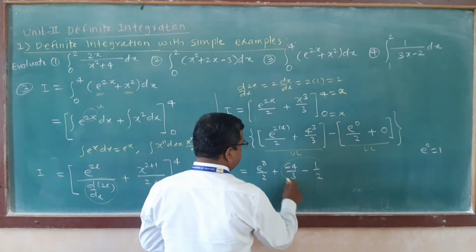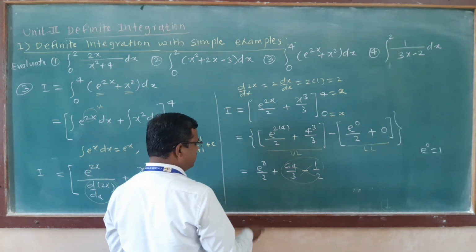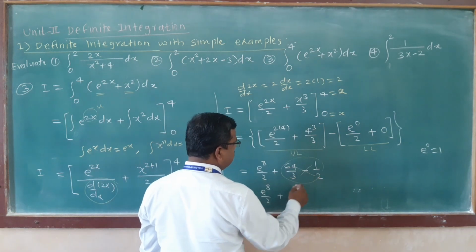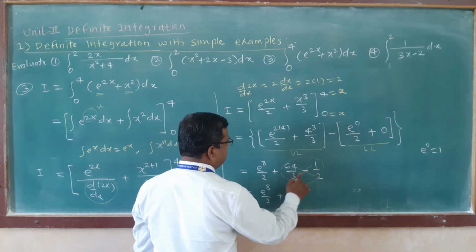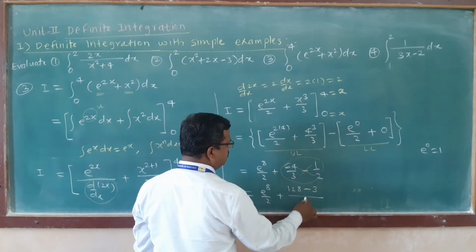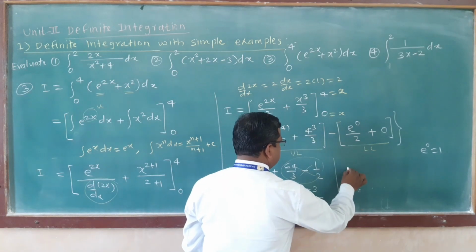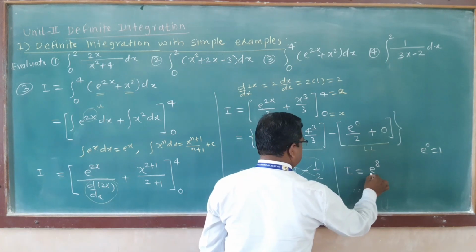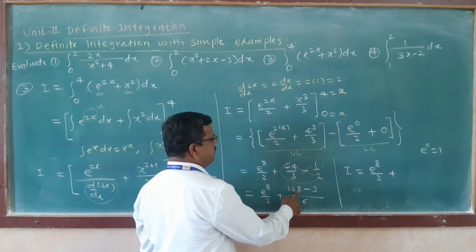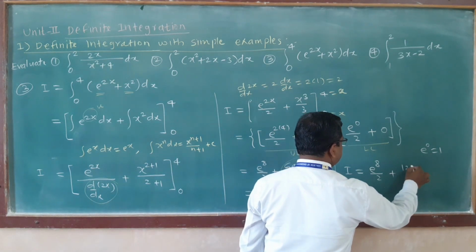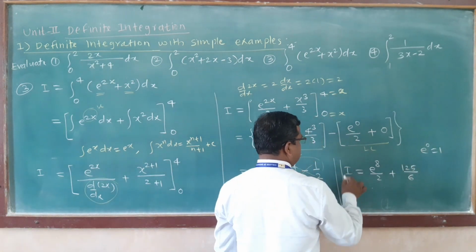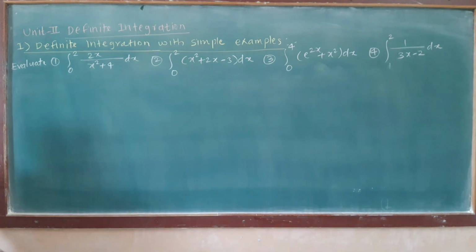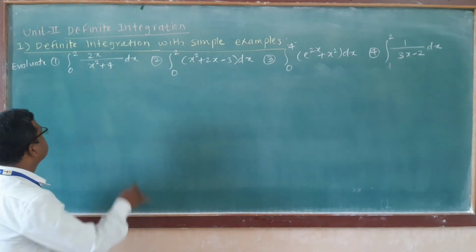Now take subtraction by cross multiplication which is equal to e raised to 8 upon 2 plus 64 into 2, this is 128 minus 3 upon 3 into 2, that is 6. So therefore finally we get I is equal to e raised to 8 upon 2 plus this 128 minus 3 is 125 upon 6. So this is the required value of given integration. See next example number 4.